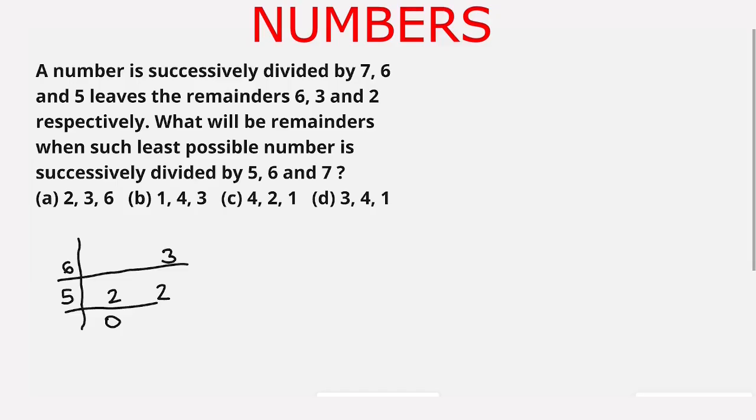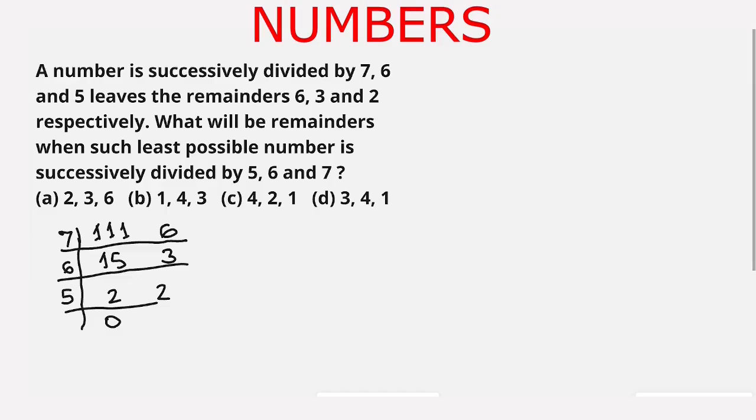So 6 times 2 is 12. 12 plus 3 is 15. The first divisor is 7, quotient is 15 and remainder is 6. 15 times 7 is 105 plus 6 is 111. Thus the least possible number is 111.